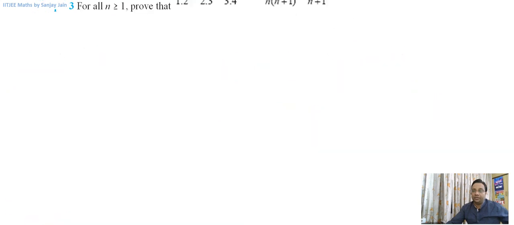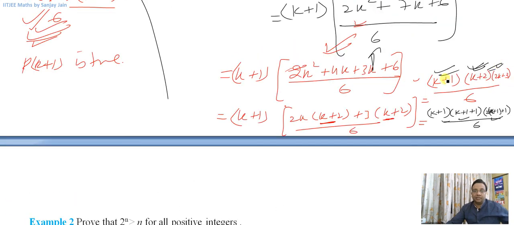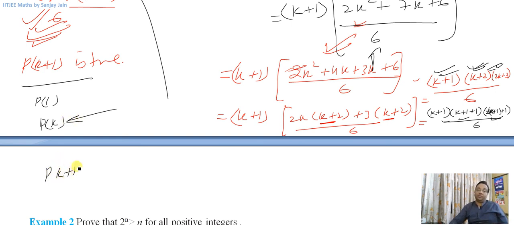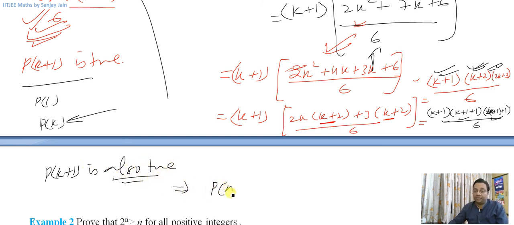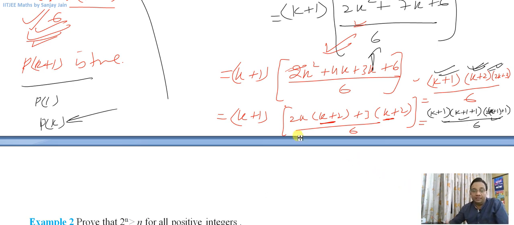So what we have done essentially in this question is, we proved the statement to be true for P(1), then we assumed it to be true for P(k), and using the equation that we got from there, we showed that P(k+1) is also true. And that would imply, by the principle of mathematical induction, that P(n) is true for all n greater than or equal to 1. Now we will continue the rest of the questions in the next lecture.